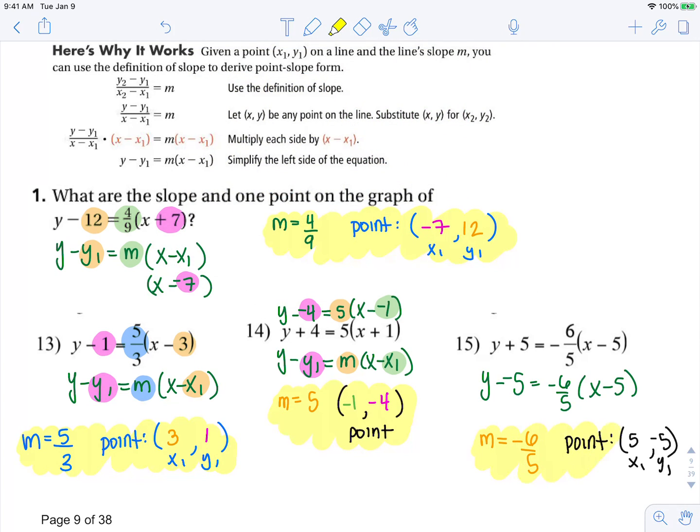So once you look at an equation given to you in point slope form, you should be able to instantly pull out the slope and the point.